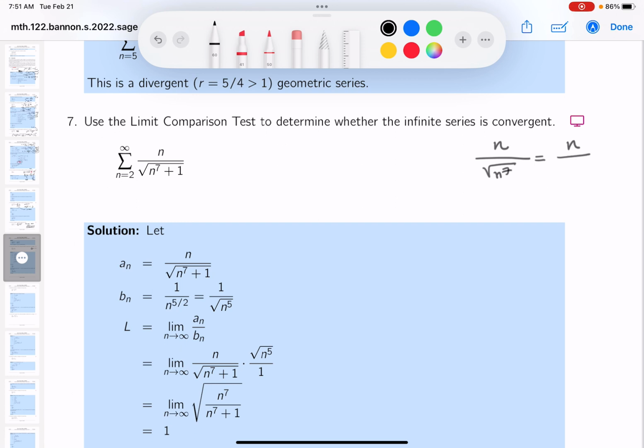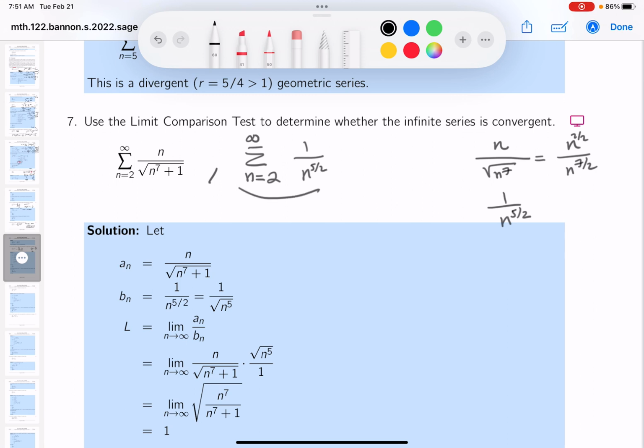And you're going to get n here, and this would be n to the 7 halves. And the n is n to the 1, which is 2 halves. So this is going to compare nicely with n to the 5 halves. All right? So I'm going to use another series, and I'll put it down for you. The series I want to use is the sum from n equals 2 to infinity of 1 over n to the 5 halves.